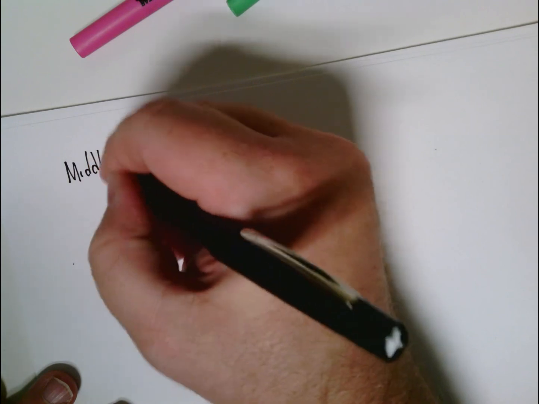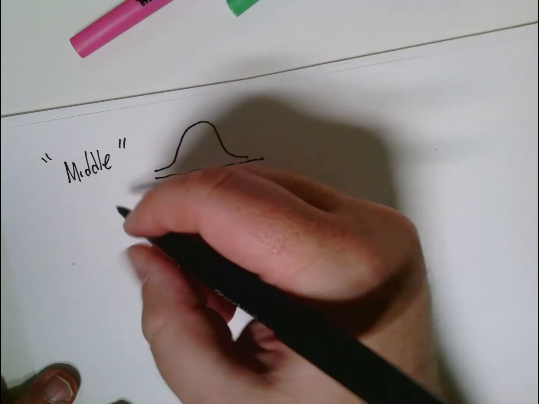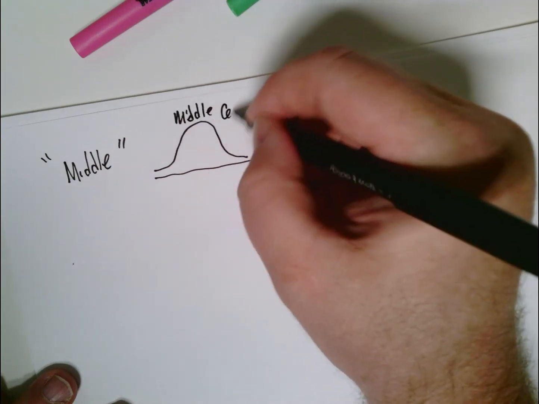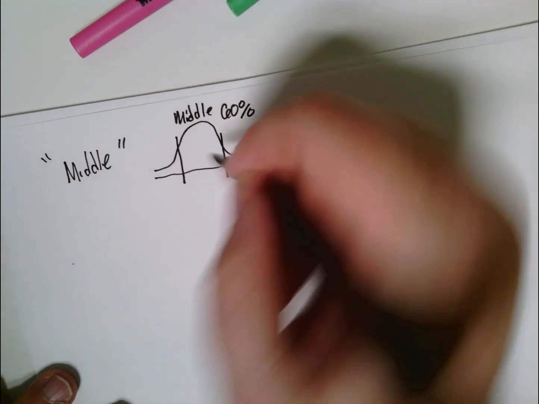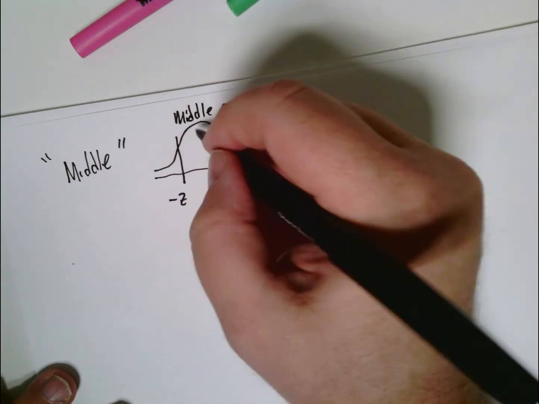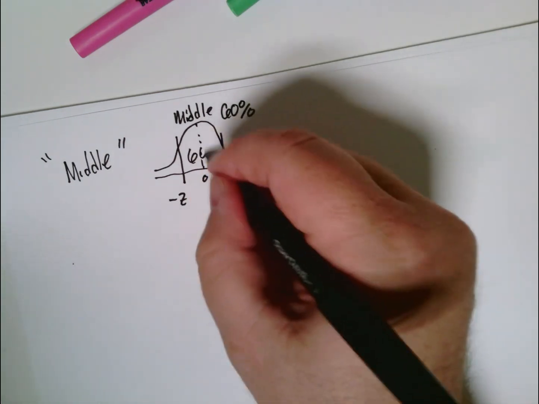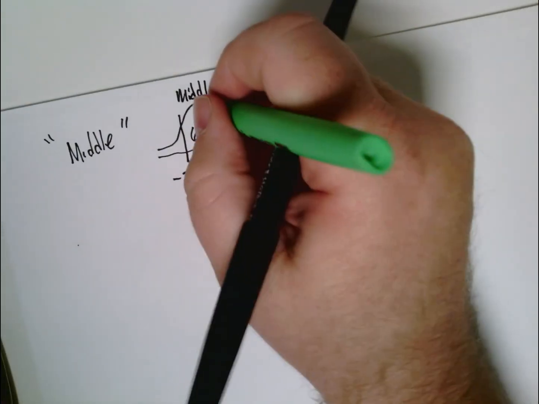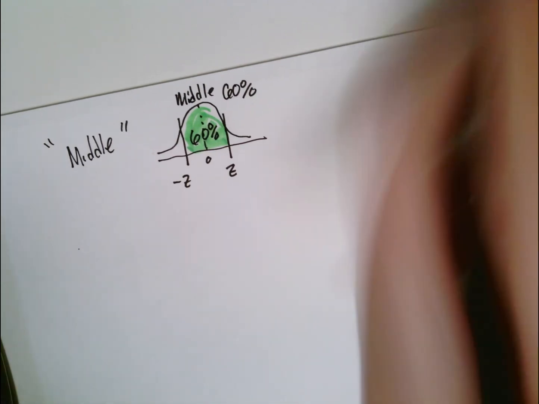We'll do the middle, where they use the word middle. So we're going to do an example something like this. Let's say that we want to find the cutoffs for the middle 60%. So that means that we want to find a negative z and a positive z on both sides, so that this is 60% of the total area under the curve. Now, since the curve is 1, this middle part is 0.6, the actual area of it.